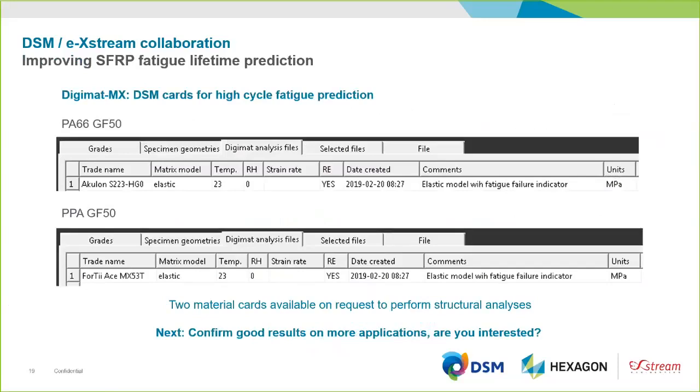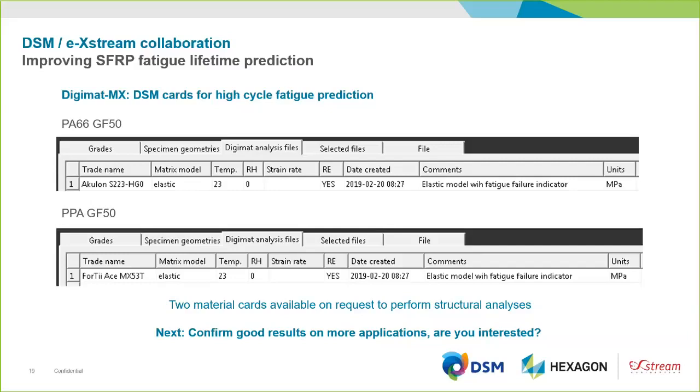Then to summarize, it's good to mention that we have been working on 2 material cards with this framework. So one is of a PA66 material with 50% of glass fibers, and the other one is a PPA material also with 50% of glass fibers. And in hitting this target and investigating this and implementing the framework, we limited ourselves to these 2 grades and characterized them at room temperature and without any moisture.